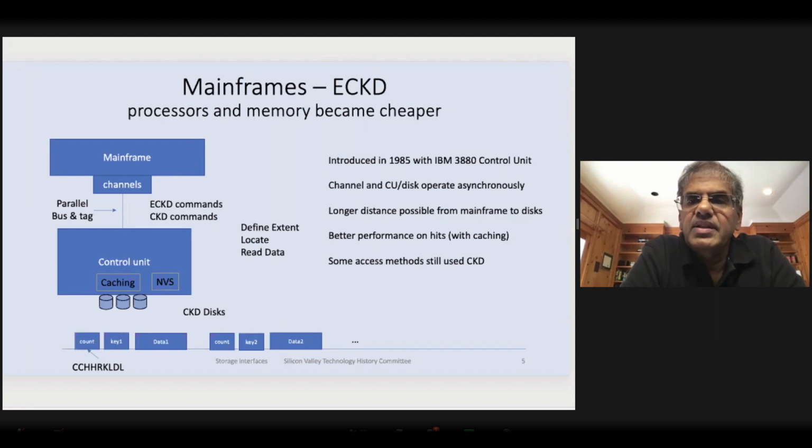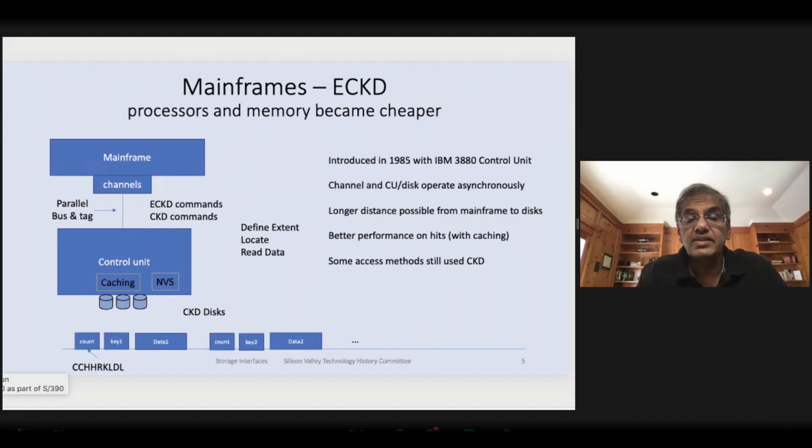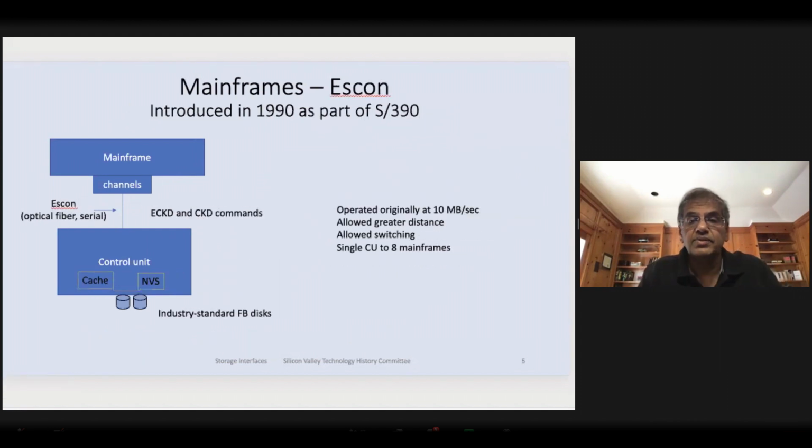So this happened in the 1985 timeframe with the 3880 control unit. But access methods still continue to use, I believe, CKD even to this day. So even though ECKD came along, you really end up having to support both ECKD and CKD. Like I said, we still do CKD emulation on mainframes.